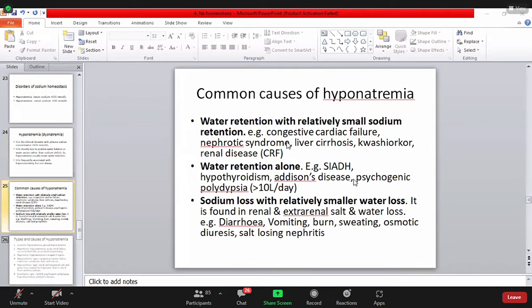Another cause is sodium loss with relatively smaller water loss. And it is found in renal and extrarenal salt and water loss. Examples are diarrhea, vomiting, burn, sweating, osmotic diuresis.